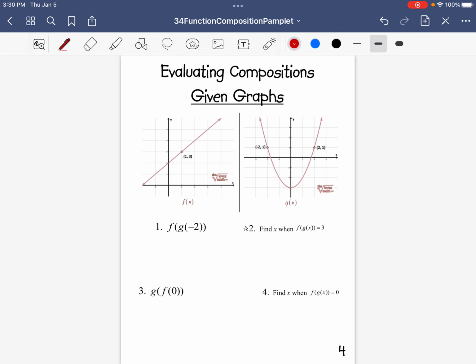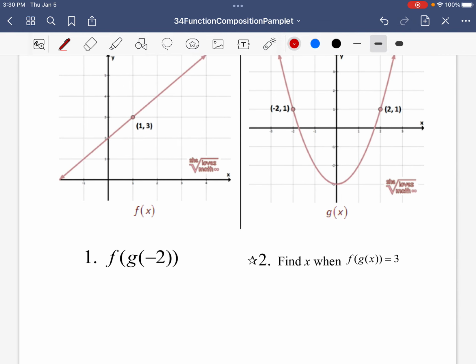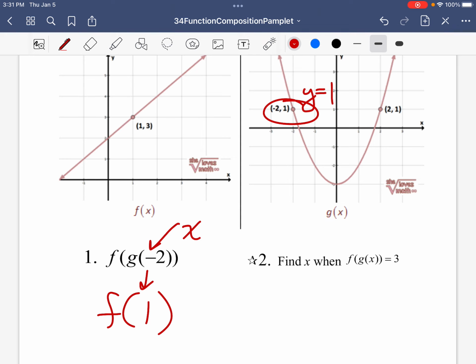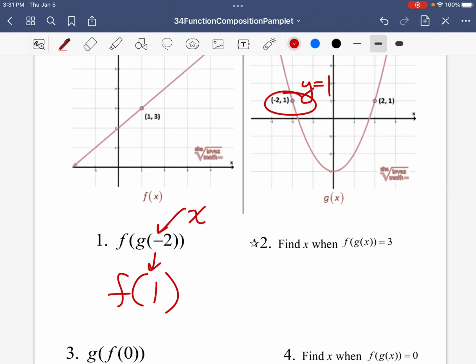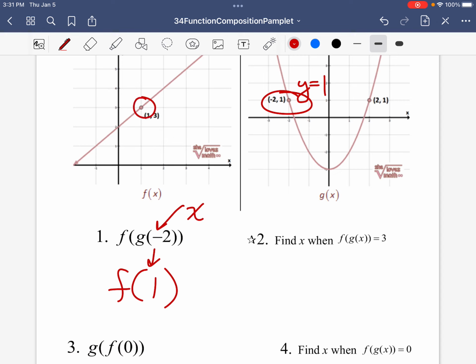We can do this with graphs. It's still a matter of thinking about plugging in using the inside function first. So this means x equals -2 on the g function. Now when x equals -2, that refers to this point where y equals 1. 1 is the value of this g, so working to the outside, I now have to do f of 1. F of 1 refers to this point. That means x equals 1, so the value will be 3.